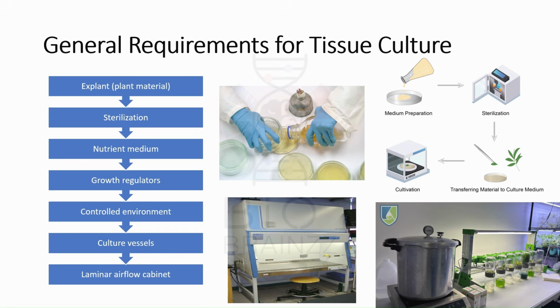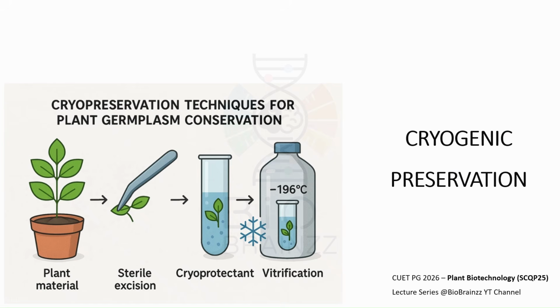The cultures are maintained in controlled environment chambers and handled inside laminar airflow cabinets, which supply sterile filtered air. For CUET-PG, remember, the laminar airflow cabinet is used to maintain aseptic conditions, not for sterilizing instruments. That is done by autoclaves.